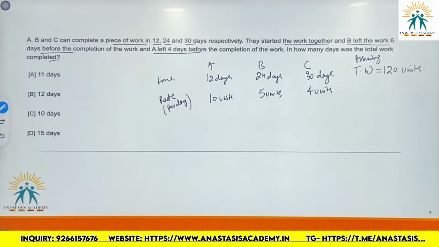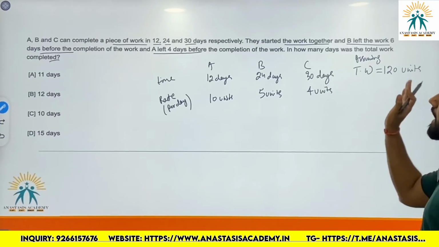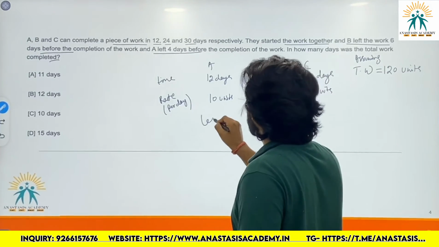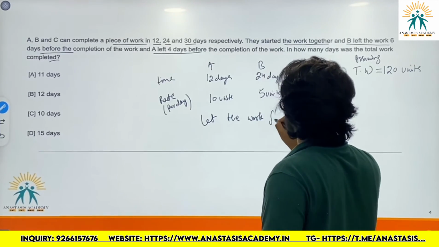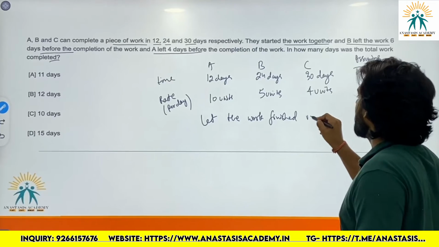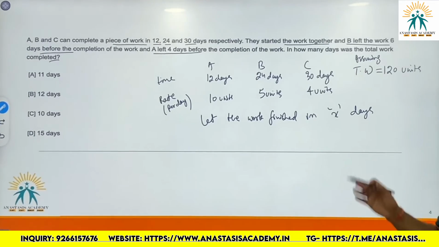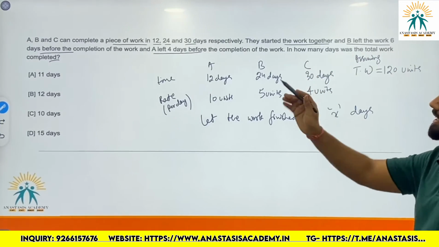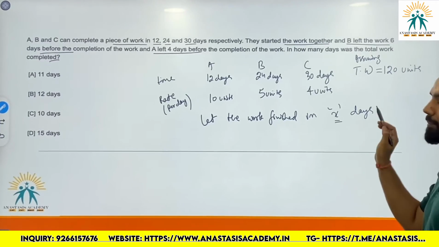Now it is given that they started the work together. All three, A, B and C, start the work together. Now B left 6 days before the completion of work. So let the work finish in a total of X days. Total X days are taken to finish the work. Now it is given that B left the work 6 days before the completion.